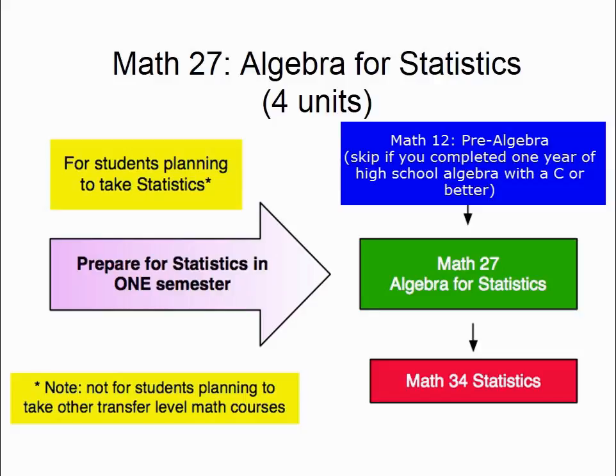Who is Math 27 for? Any math background, no math prerequisite is required like Algebra 1 or 2. Any major that requires statistics and no other transfer level math, such as psychology. Please make note, this is not for business, math, or the sciences. Take Math 27 and then Math 34 for the AA degree.